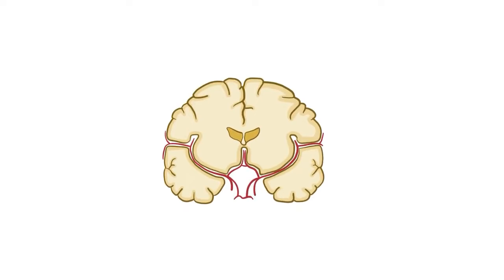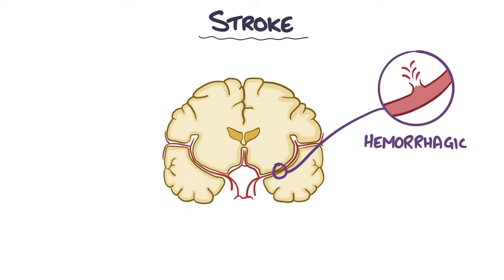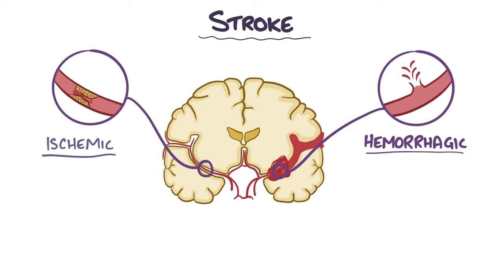There are two main types of stroke. A hemorrhagic stroke, which occurs when an artery ruptures and bleeds within the brain, and an ischemic stroke, which occurs when an artery gets blocked.